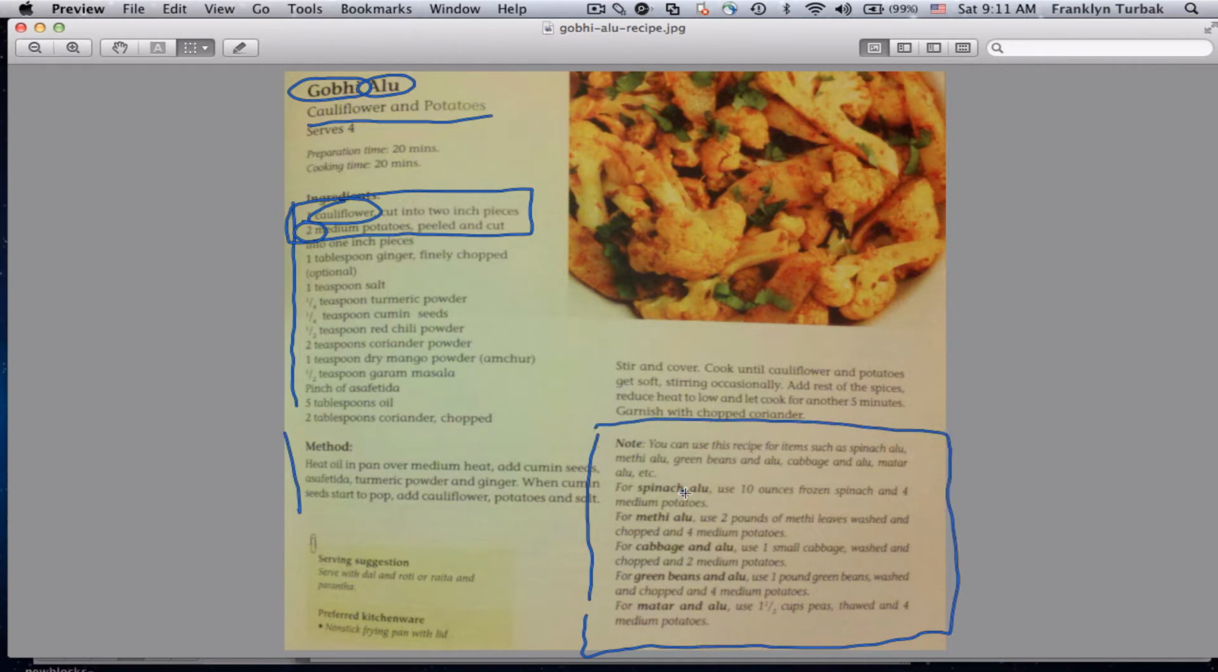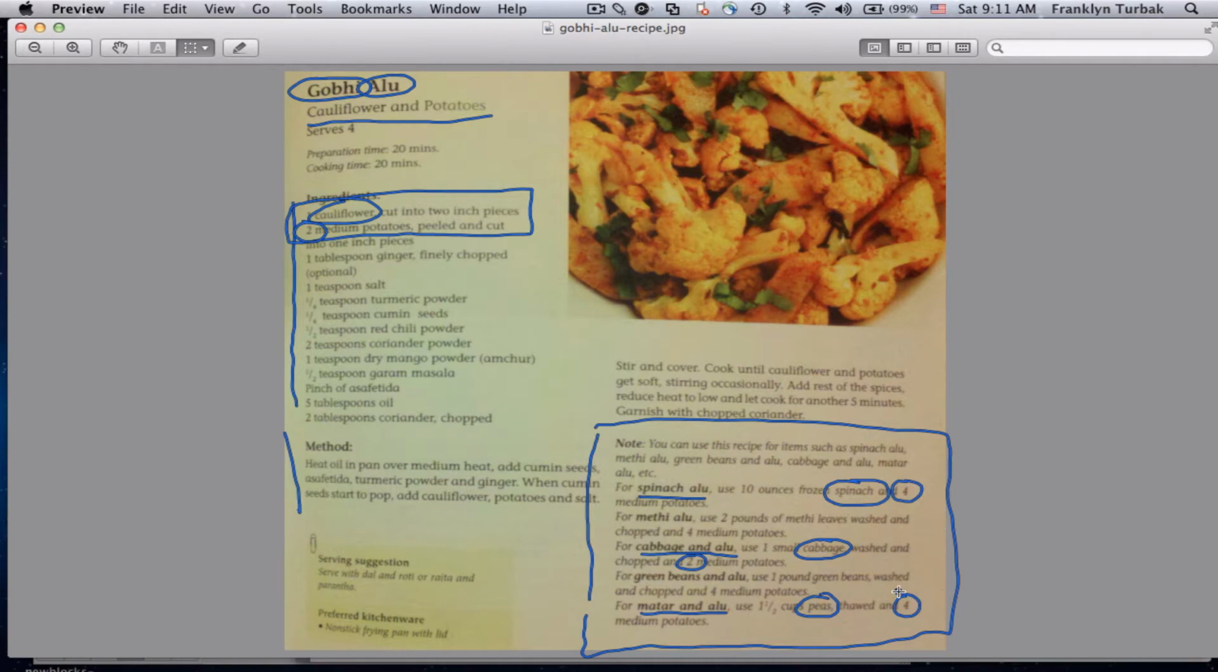For instance, we could make spinach aloo. In that case, rather than using the cauliflower, we'd use spinach, and rather than using 2 medium potatoes, we'd use 4. We could make cabbage aloo. In that case, we would use cabbage instead of the cauliflower, and we'd use 2 medium potatoes. And here is matar aloo. Matar is a word for peas. We replace the cauliflower by peas and use 4 medium potatoes.